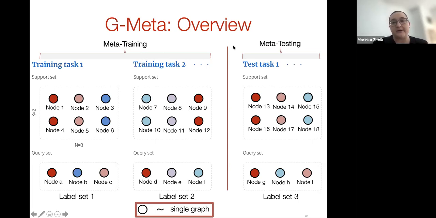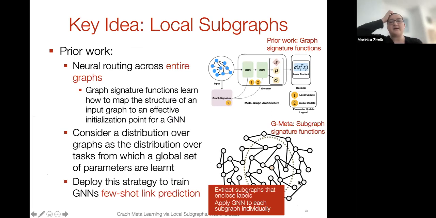Because of this training strategy, at test time GMeta was able to very quickly make predictions for a label set, label set 3, that was not seen during training time, where only label sets 1 and 2 were seen. The key idea of GMeta to be able to do that is based on the notion of local subgraphs. So let me very briefly explain what I mean by that. GMeta uses local subgraphs to effectively transfer knowledge and useful information from one task to the other task.